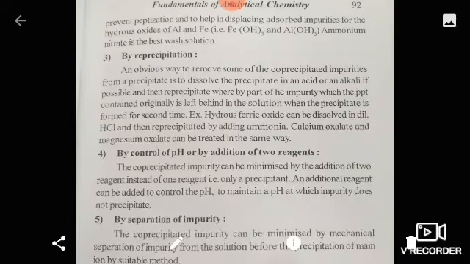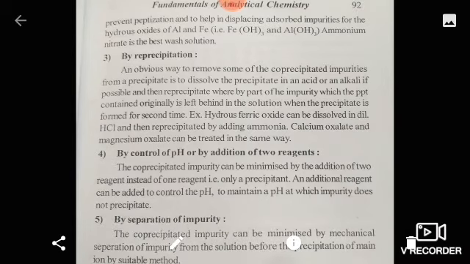Then the fourth method is by the control of pH or by addition of two reagents. So the co-precipitated impurity can be minimized by the addition of two reagents instead of one reagent. Only a precipitant, so an additional reagent can be added to control the pH to maintain the pH at which the impurity does not precipitate. So we maintain the pH and will get the original precipitate, and the impurities do not precipitate, so they go into the solution.